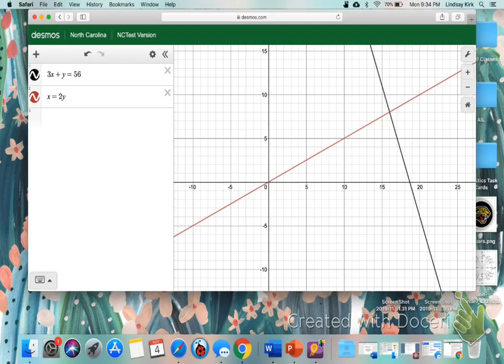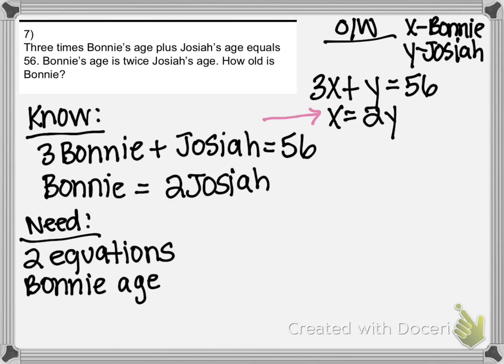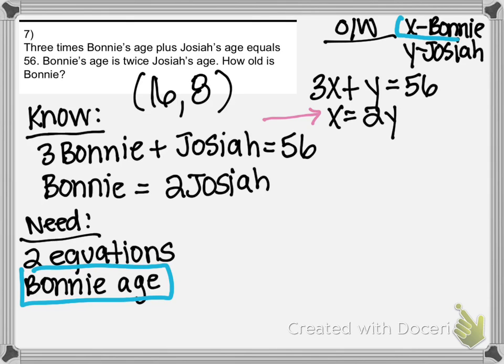I need to zoom that out and adjust. So I got 16 and 8. So 16 and 8 is what I got. The problem asked me to solve for Bonnie. Well, Bonnie is x. So we should have gotten the answer as 16. Again, I'm going to verify that using substitution.